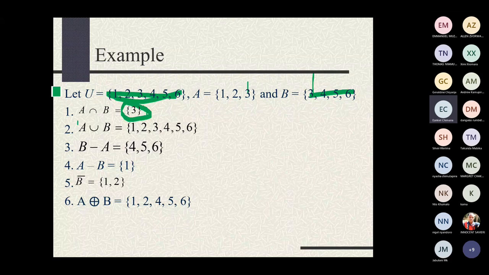And then we've got A union B, which means here we want the elements in A or in B.